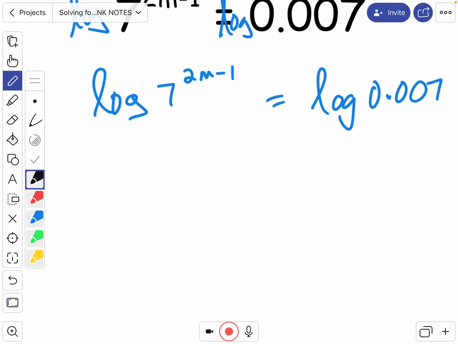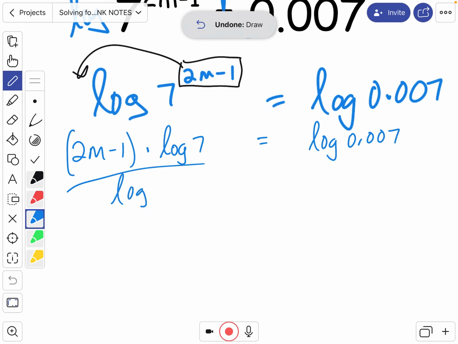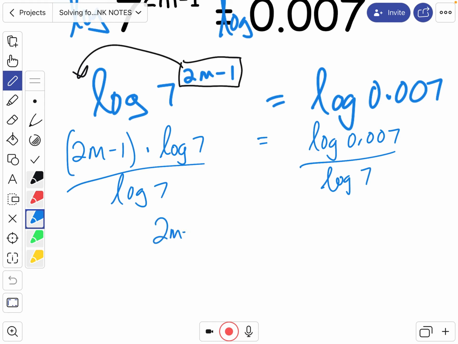So, just like before, we're going to take this exponent and pull it out in front. You can do that with logarithms, only with logarithms. 2m minus 1 in parentheses times log of 7 equals log of 0.007. So then since this is multiplied, I'm going to divide by log of 7. We get 2m minus 1 equals log of 0.007 over log of 7.